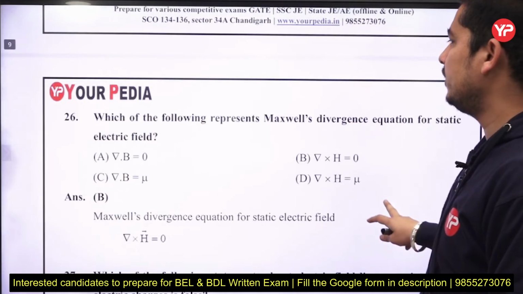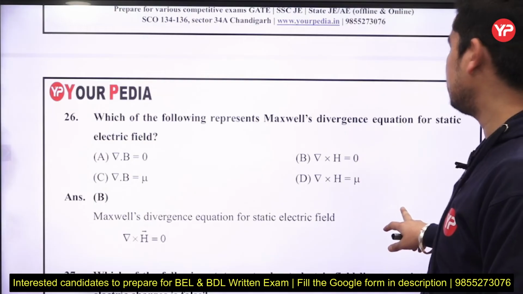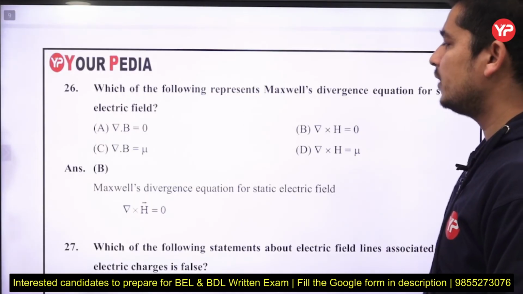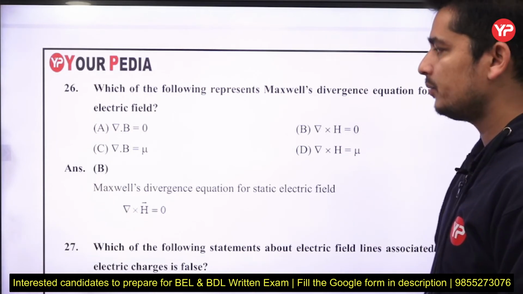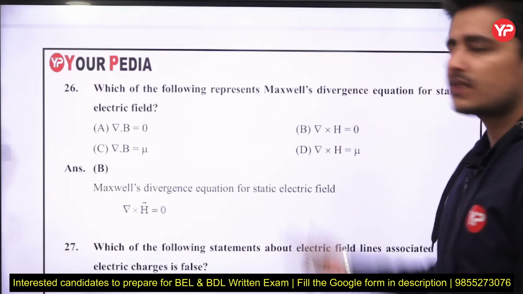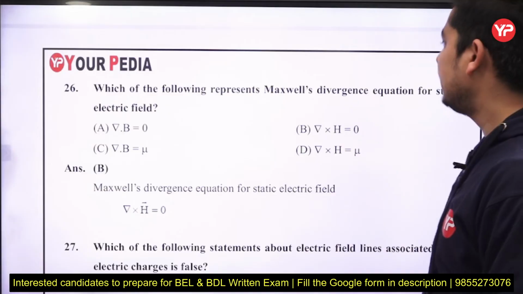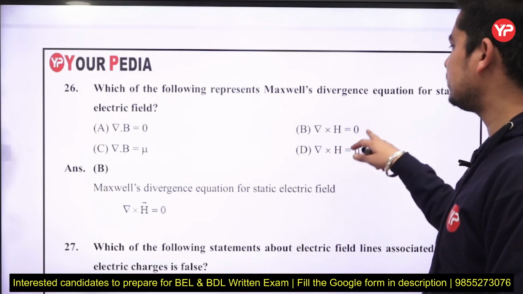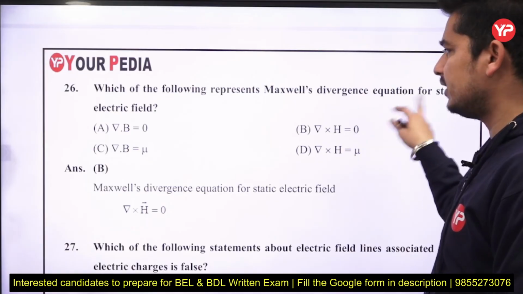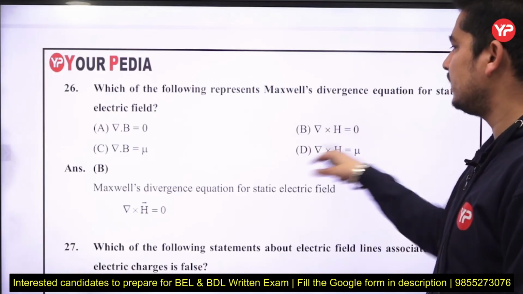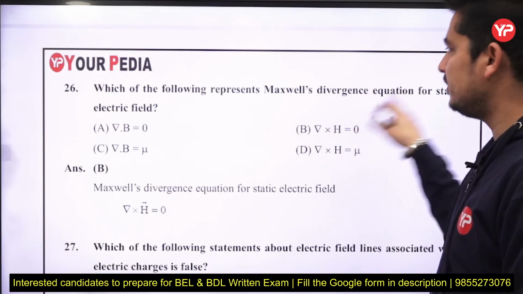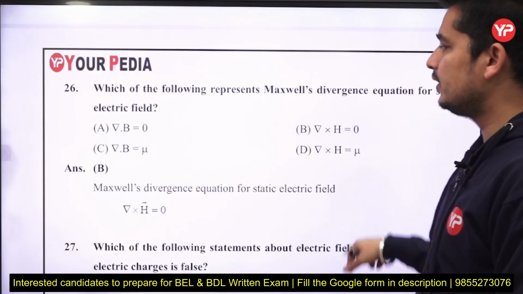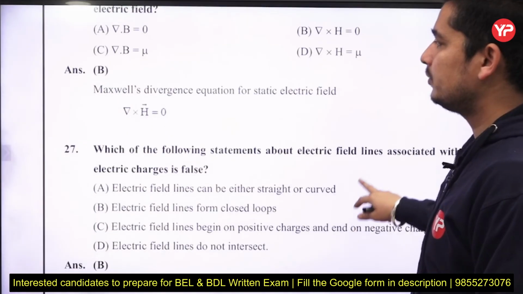Which of the following represents the Maxwell divergence equation for the static field? See, if you are talking about the static field, then the equation del dot B is always true. It is for static and dynamic both. Del cross H is equal to, see, del cross H is equal to what? Del D over del T, or you can say minus del D over del T. So this relation is for static field. If your E field is static, then del D over del T is going to be 0, something like that, right?